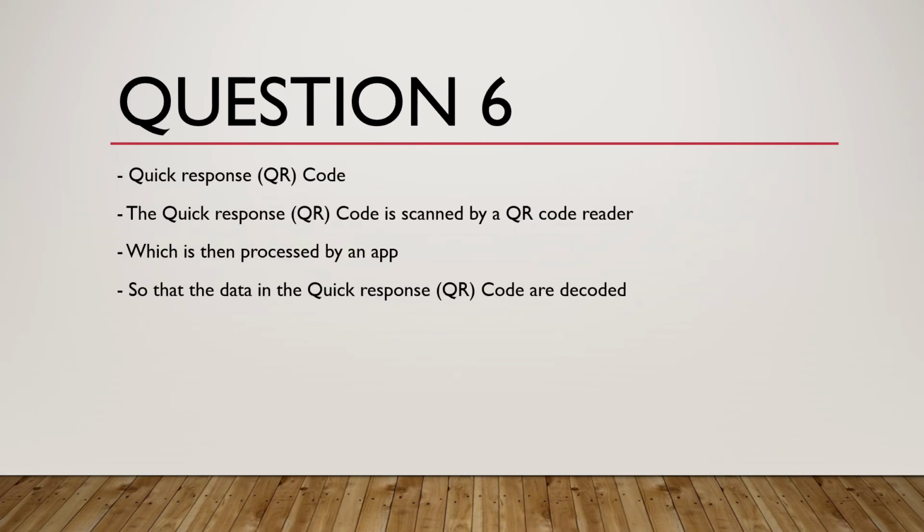Question number six. Identify what type of barcode this is an example of and explain how the data stored in this type of barcode is read. So the barcode in question is a QR code, quick response code. This code is scanned by a QR code reader, which is then processed by an app so that the data in the QR code is decoded.